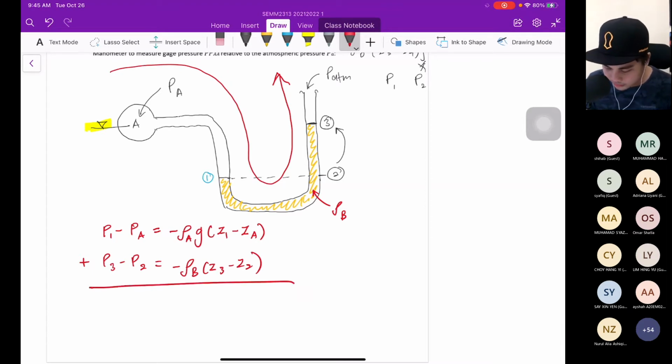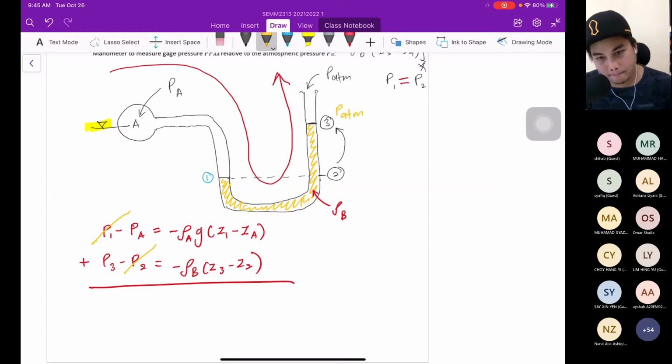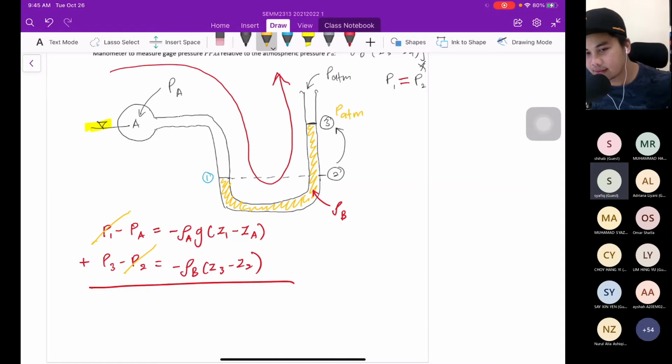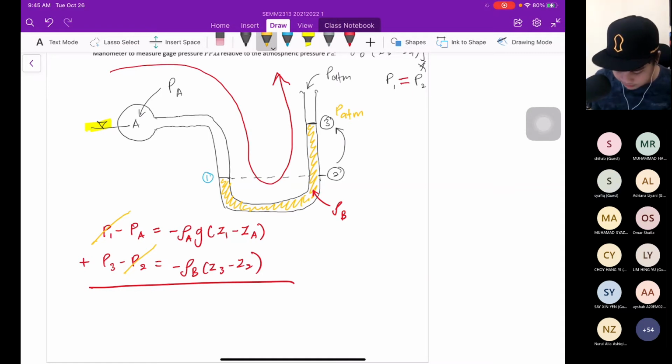So we know that P1 is equal to P2, so P1 can cancel with P2. And P3, what do you think of P3? Is it equal to PATM? It is the pressure exerted on the surface 3. So can we replace P3 with PATM? Yes.